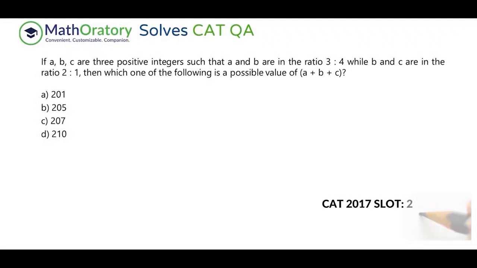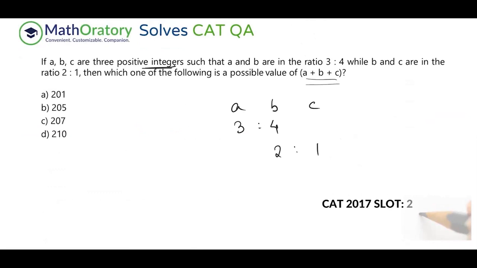Okay, so this is a ratio related question. So let us look at this. We have A, B, C, three positive integers, such that A and B are in the ratio 3 is to 4, while B and C are in the ratio 2 is to 1. Then which of the following is a possible value of A plus B plus C?